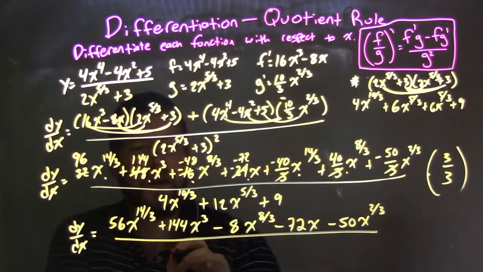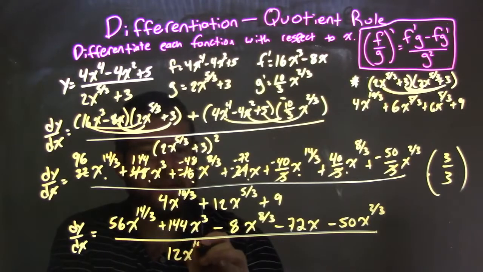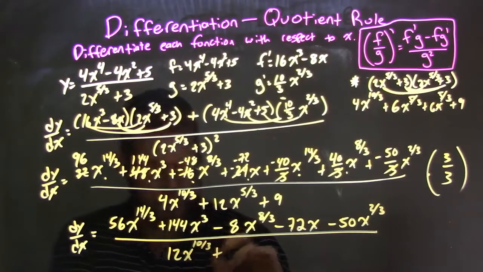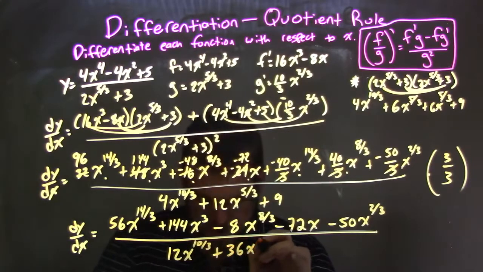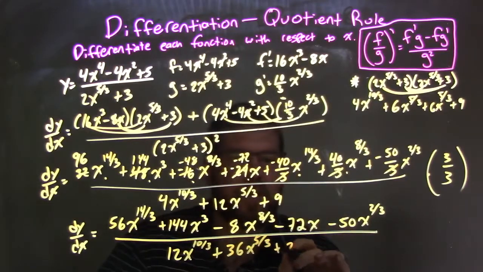3 times 4 came out to be 12x to the 10/3 plus 3 times 12 is 36, so we have 36x to the 5/3 power plus 3 times 9, which is 27.